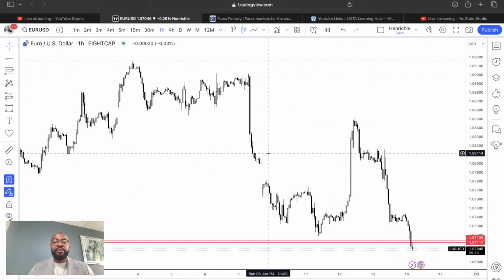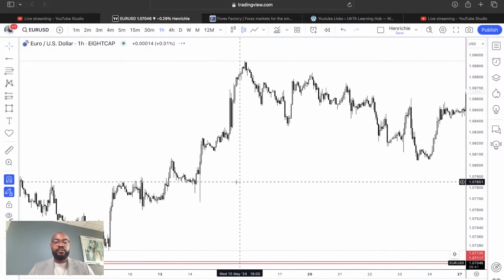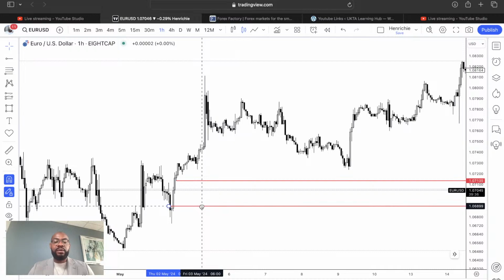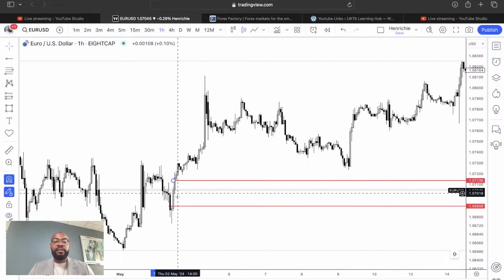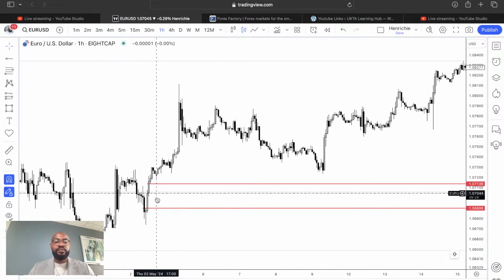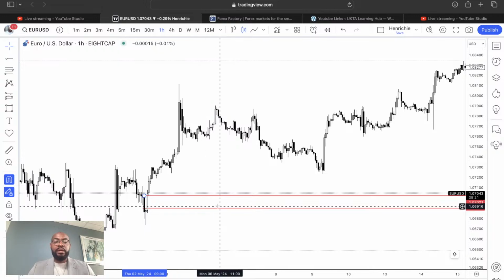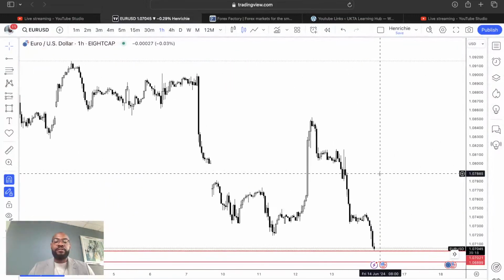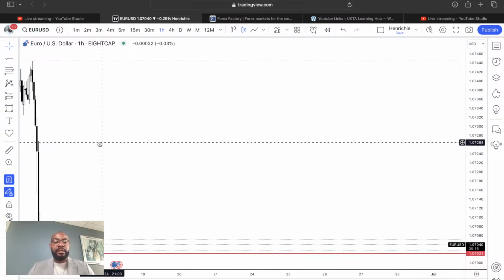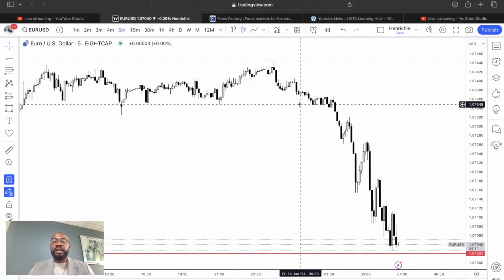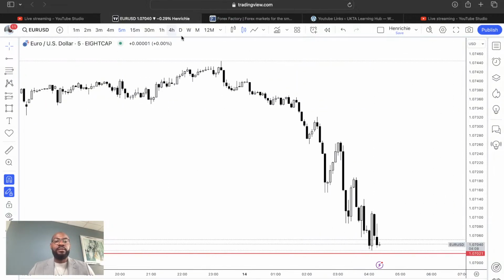Go to the 1-hour time frame. On the 1-hour time frame, you can see we have this huge inefficiency resting right here. If we mitigate here and I see a 5-minute break of structure to the upside, then I'll look to see if we could potentially continue higher from that key level.